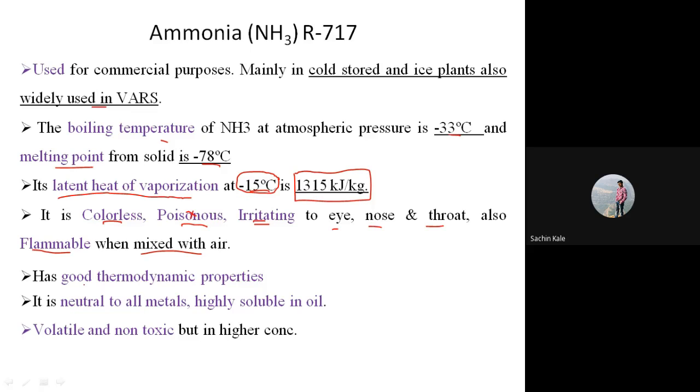But the most important property of ammonia, why we still use it in most applications, is that it has very good thermodynamic properties. It is neutral to all the metals, highly soluble in oil, and volatile, as well as toxic in higher concentration. Sorry, it will be toxic, not non-toxic. So those are some basic properties related to ammonia.